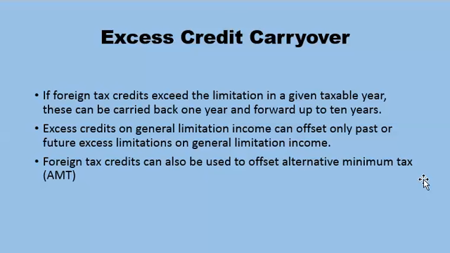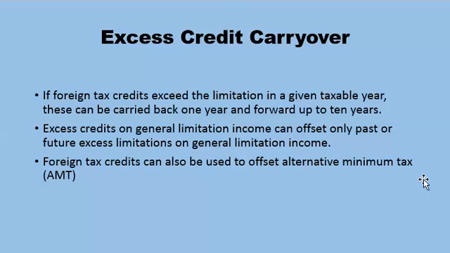Hi folks, I'll be talking about excess credit carryover today. If foreign tax credits exceed the limitation in a given taxable year, these can be carried back 1 year and forward up to 10 years. Excess credits on general limitation income can offset only past or future excess limitations on general limitation income.